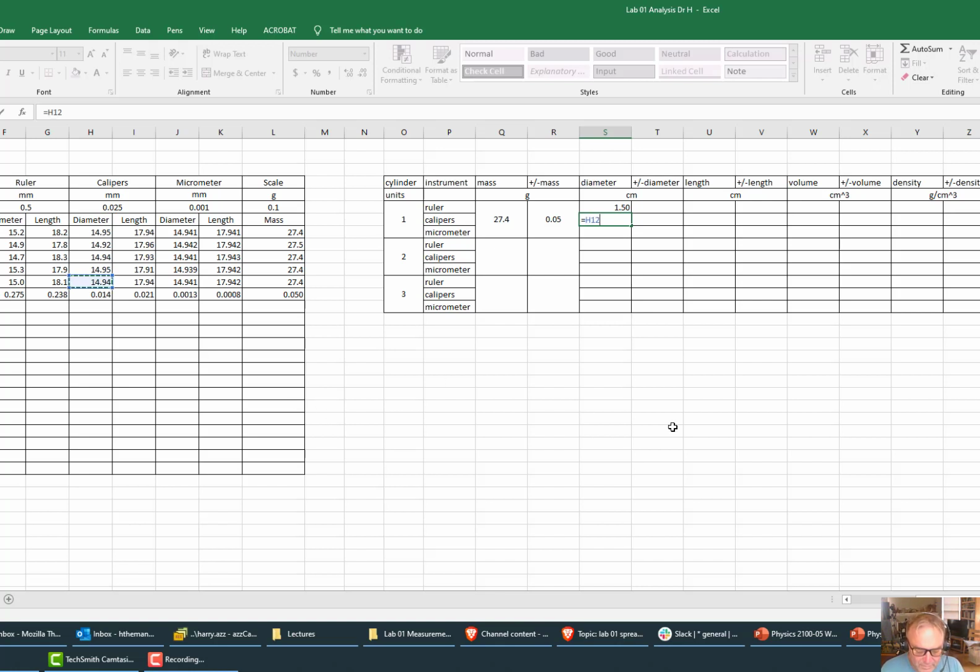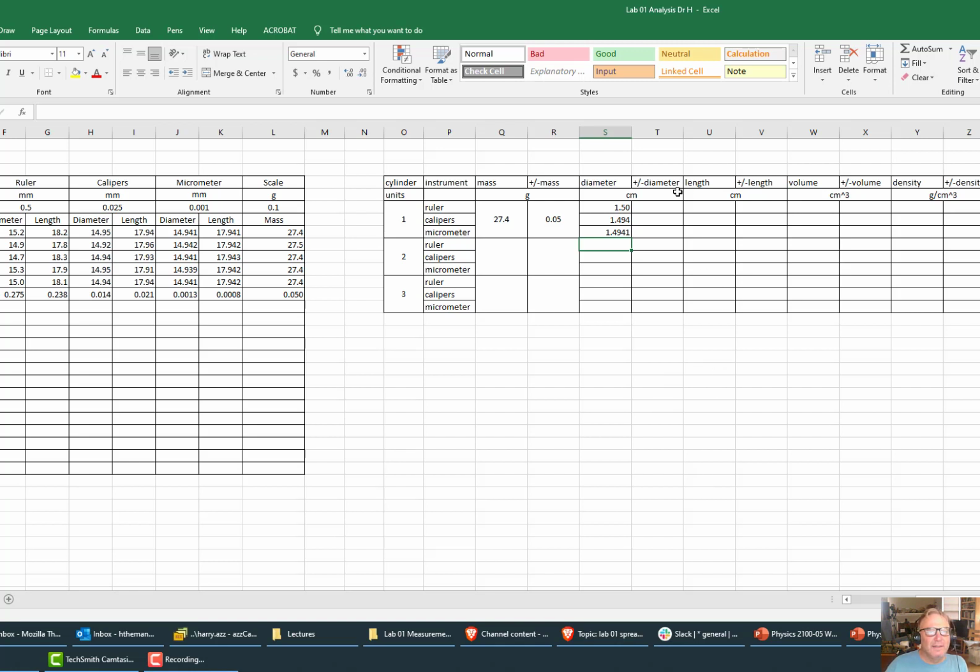Right? Yeah, divide by 10. And then equals the diameter measured by the micrometer. Here it is. Divide by 10. And let's check our sig figs. 3, 4, 5. 3, 4, 5. Is that right? Yeah, great. So it worked out nicely.